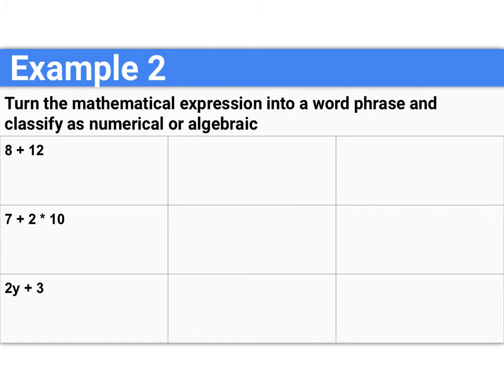Okay, our second example here. Turn the mathematical expression into a word phrase and classify it as numerical or algebraic. So 8 plus 12, 7 plus 2 times 10, 2y plus 3. And if they have numbers like the first two, then we know they're mathematical or numerical. And the third one has a letter in it, so that makes it algebraic.